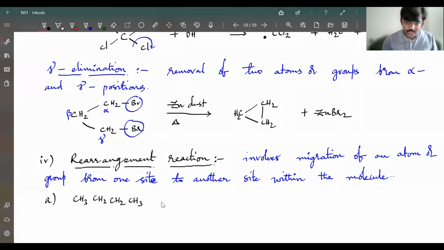And this, when it is heated with anhydrous AlCl3. Okay, anhydrous AlCl3. What is this anhydrous? Anhydrous means there should not be any moisture with it. Okay, if moisture is there, it won't give the reaction. So anhydrous aluminum chloride only you have to take. So that anhydrous aluminum chloride is added and we are heating it.